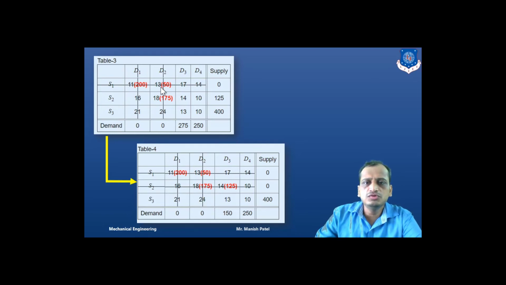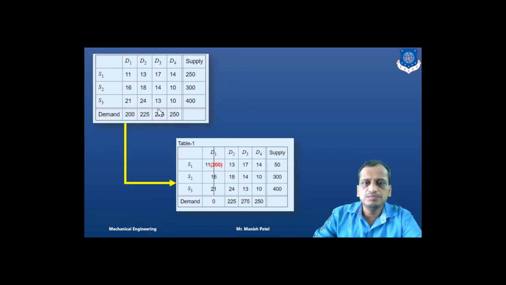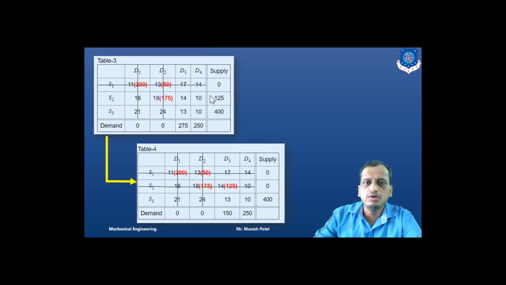Here, what is left? 50 was left here. So we have allocated 50 here, and if you see the previous slide, the 225 was there for demand, and here it was 50. So in the next step, we will allocate 50 here.